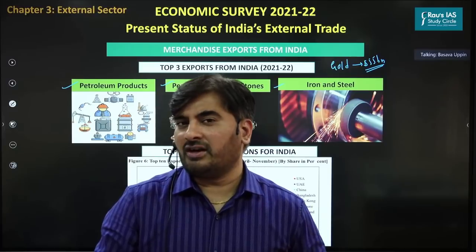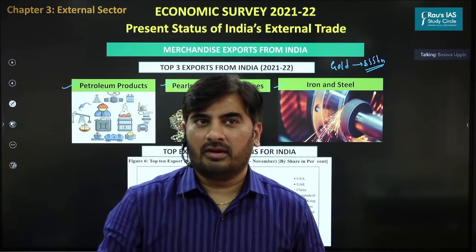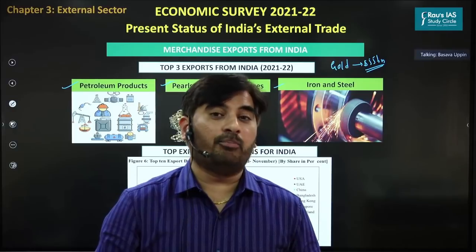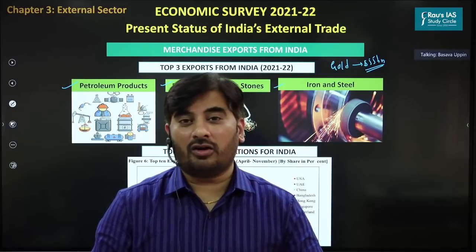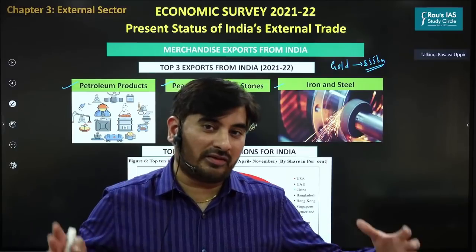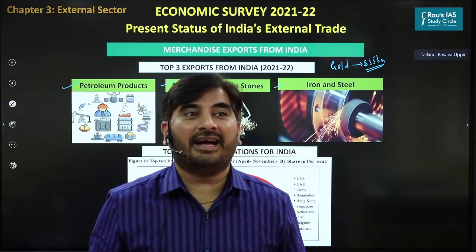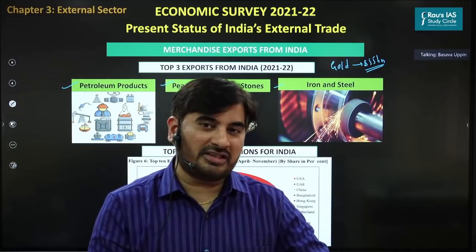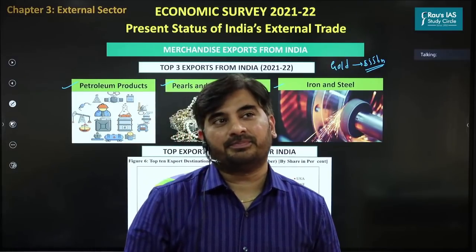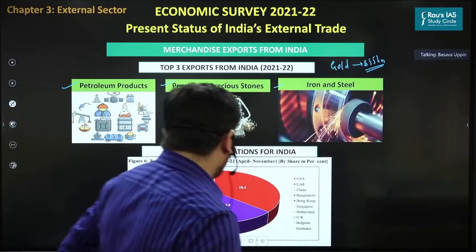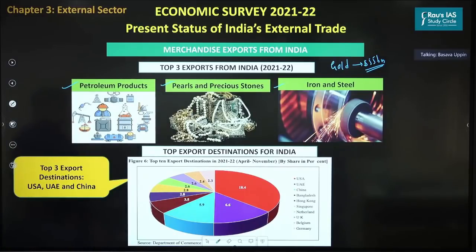For example, you must have heard of a place called Surat in Gujarat. It is being said that almost 90% of the polished diamonds sold across the world are actually polished in Surat. So Surat is considered to be one of the largest diamond polishing centers in the entire world. So what we do, we polish the diamonds, we polish the precious stones, and then we export it back. And if you look at the top export destinations for India, the top export destinations are USA, UAE, and China.